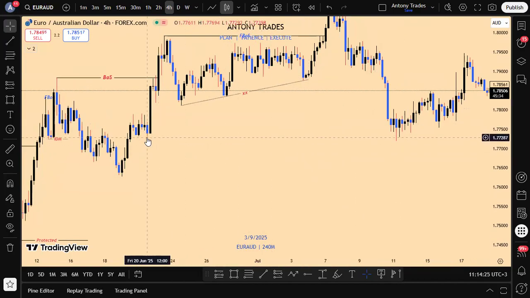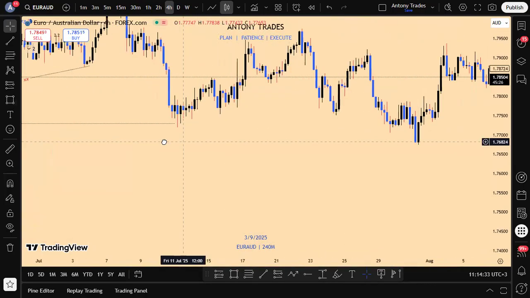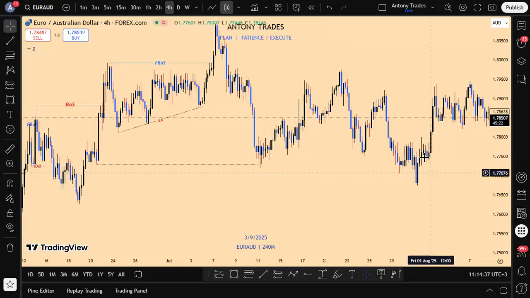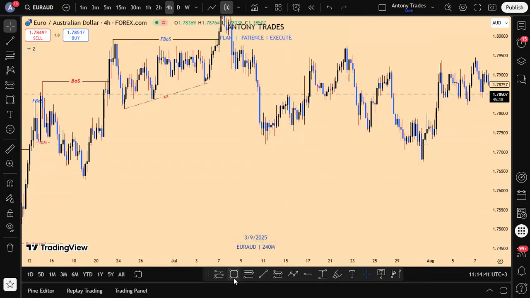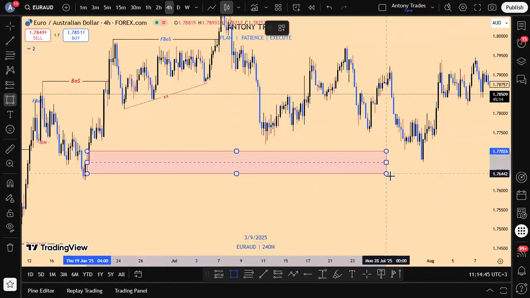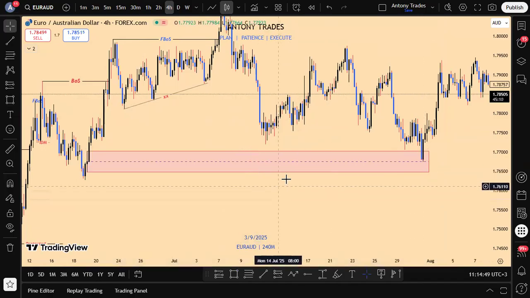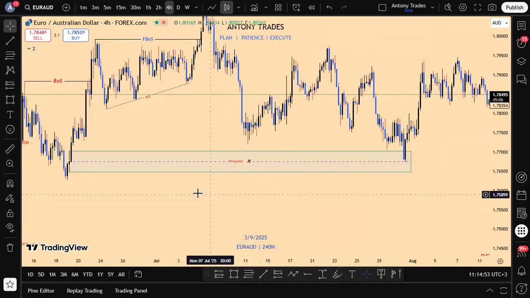But after sweeping this liquidity, it reacted from here. So after sweeping this liquidity here, in fact, it came down here. I was not seeing this one. So the market came to this indecision candle here, this candle with the long wick at the top and the long wick to the bottom. You see? So this one I can mark it as demand.